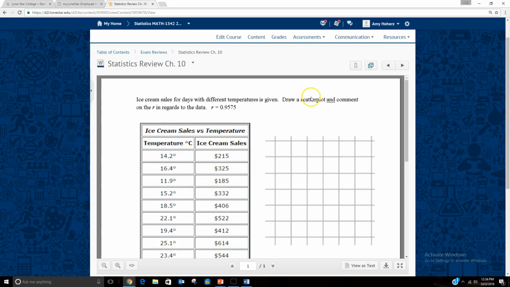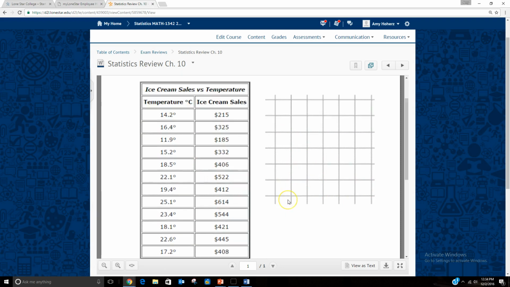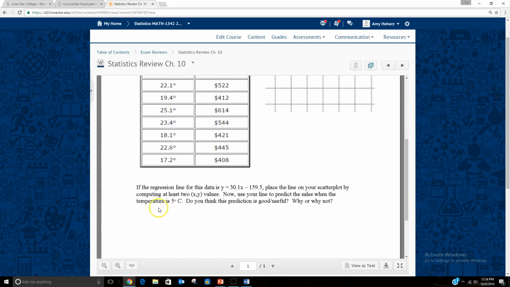It asks you to draw a scatter plot and comment on the R. Remember, that means you need to say whether it's weak or strong, and whether it's positive or negative, and this is the R value that's given. So you would plot this over here. And then once you've done that, here's your regression line. You want to place that line on your scatter plot by computing at least 2 values. So pick an X and compute the Y, and do that twice, and place that line on your graph with your scatter plot. And then it asks you to predict the sales.